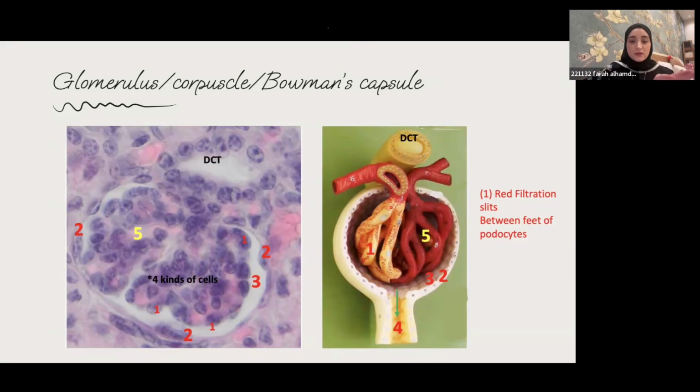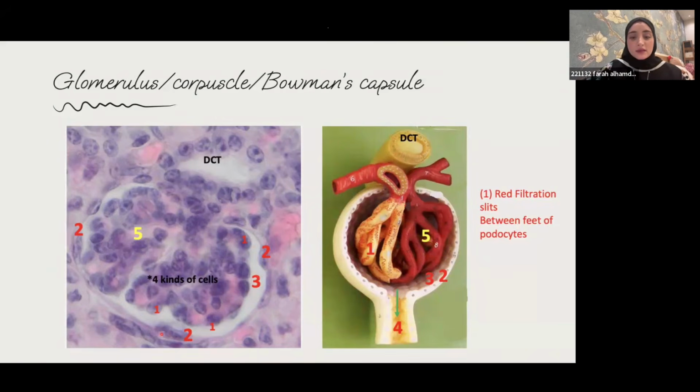So the podocytes here, right? I mentioned number one, okay? Podocytes that are kissy, kissy, huggy, huggy, the capillaries, but we also have mesangial cells. Mesangial cells are the supporting cells of the glomerulus, you could say. Okay, I'll talk about them later.